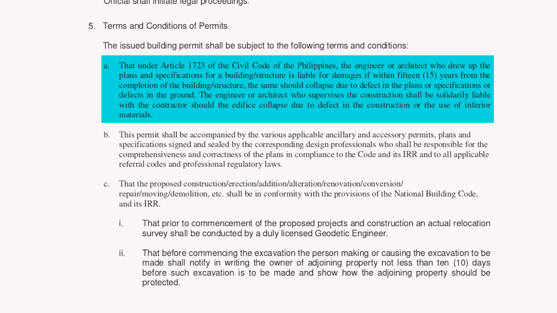So the contractor is responsible for damages if the building falls within the same period, 15 years, on account of defects in the construction or the use of inferior materials or due to any violation of the terms of the contract or the contract documents. If the engineer or the architect supervises the construction, kung yung engineer or architect of record yung kinuha full-time supervisor, then damay sila. They should be liable alongside the contractor. Pero kung hindi naman sila yung full-time supervisor, then this is the contractor's liability alone. Hindi madadama yung architect of record or engineer of record.